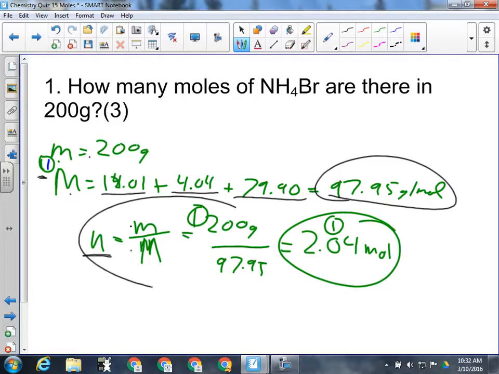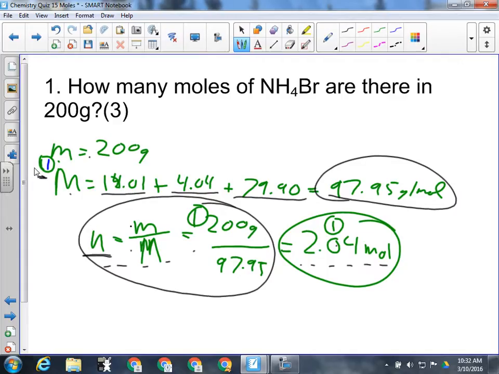So you can give them a mark if they showed that step: 200 grams over 97.95, or if they just had even the mole equation, because it didn't need to be manipulated for this one. And that should give us an answer of 2.04 moles. So 1 mark for givens, 1 mark for showing this step, 1 mark for showing the final answer.